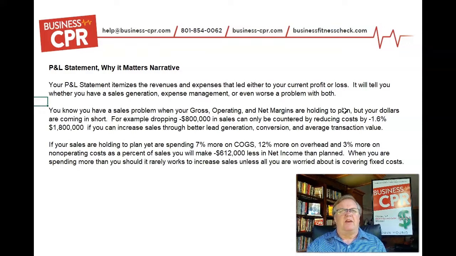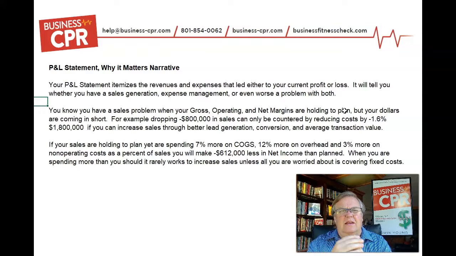So let's look at a scenario here. When it's all said and done, there are really two conclusions, with a possible third option, as it relates to why a P&L statement isn't performing as well as it should. One is sales are short. In this scenario, missing sales by 8% puts a lot of pressure on the business to find ways to save money because they've got less sales coming in to cover their expenses.